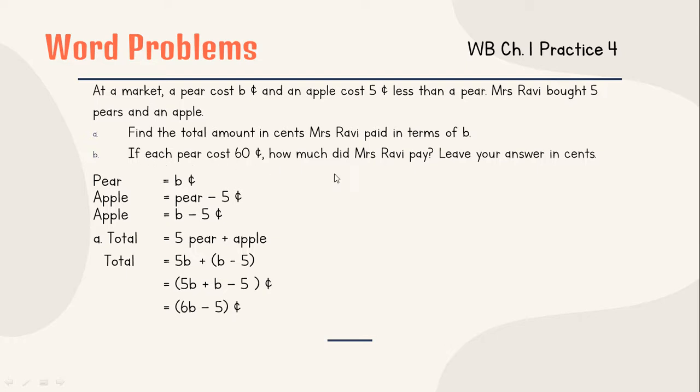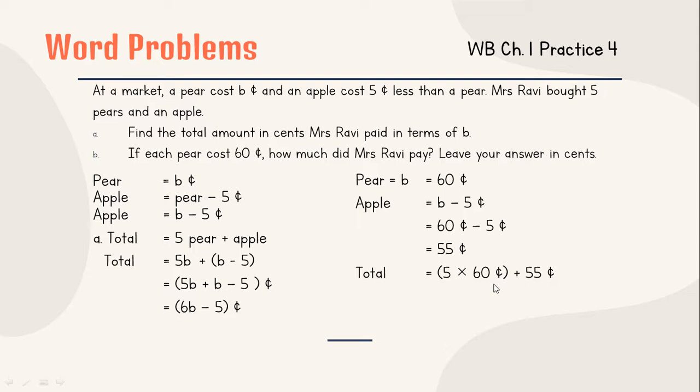And then go to B. If each pear costs 60 cents, how much did Mrs. Ravi pay? Now we have this one, and we have this condition that B equals 60. Apple is B minus 5, and then the total is 5 times 60 cents for the pears, and 55 cents. So actually, Mrs. Ravi paid 355 cents for all.